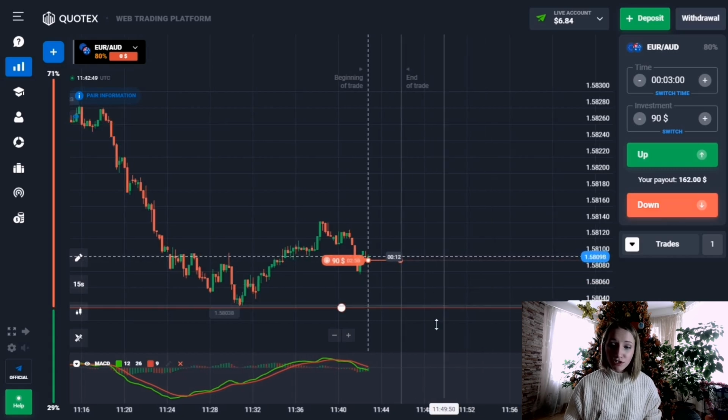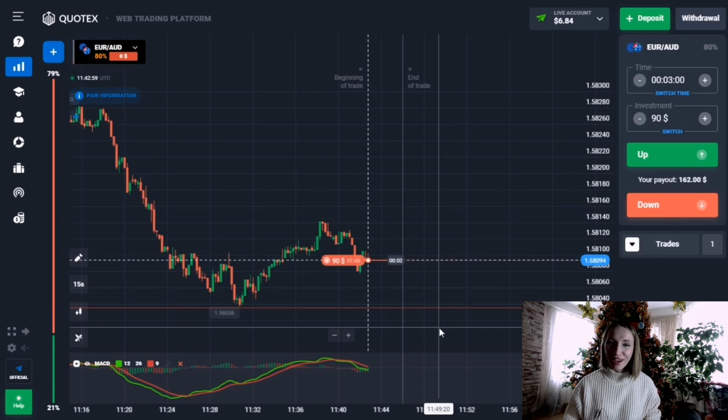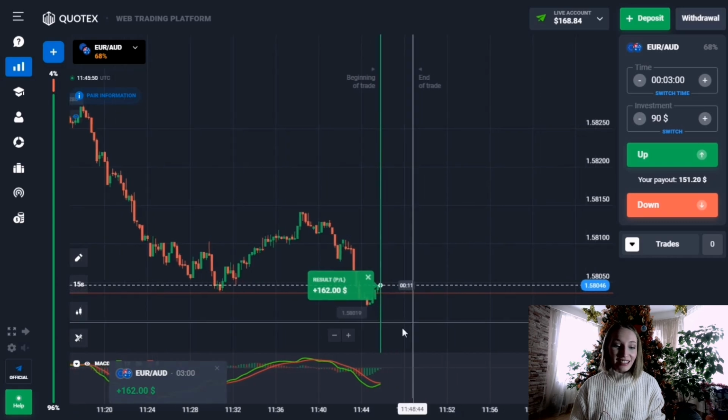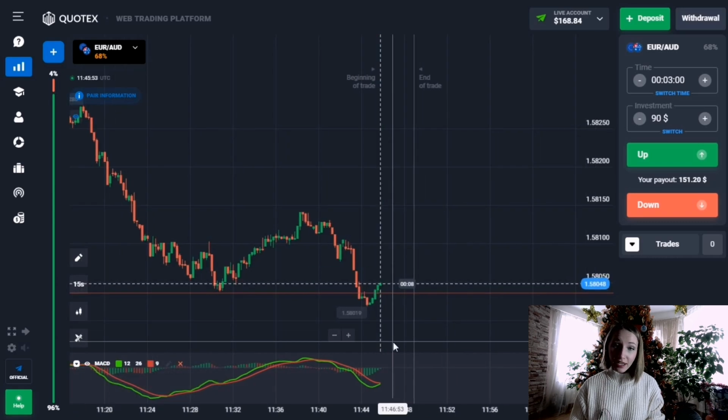So guys, let's open a trade for 3 minutes with down and wait for the end. Well guys, it's not bad. The downward movement continued and this level has been broken through and we're getting our profit.